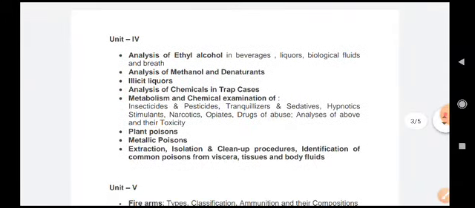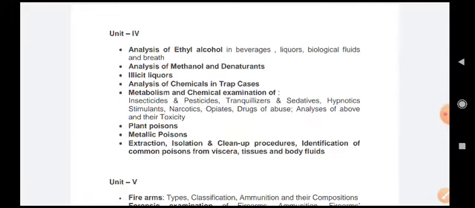Unit 4 is about forensic chemistry and forensic toxicology. In forensic chemistry part, the analysis of ethanol, methanol, and the chemical analysis of the trap cases are generally asked. Apart from this, in forensic toxicology, the various pesticides, insecticides, and you can say the various types of poisons, okay, and their antidotes and how it is administered and how it is metabolized in the body can also be asked.